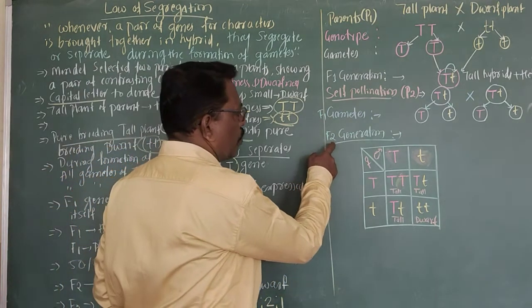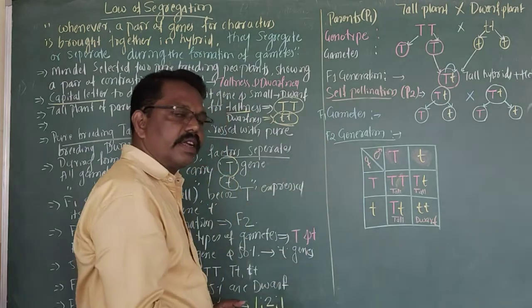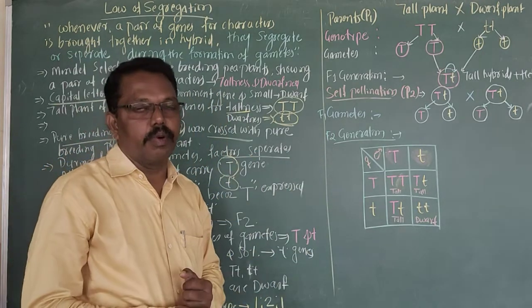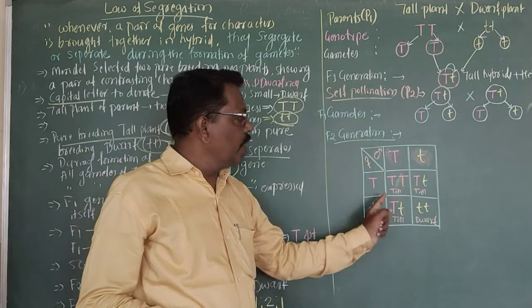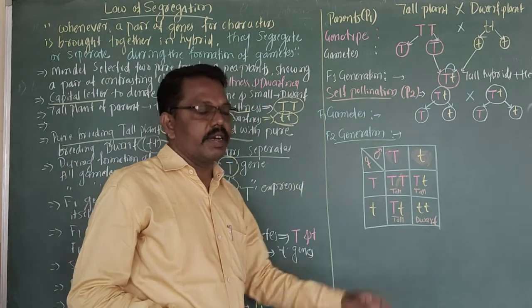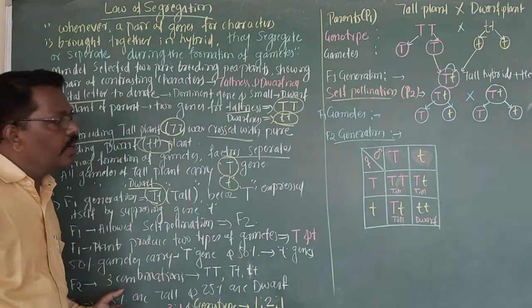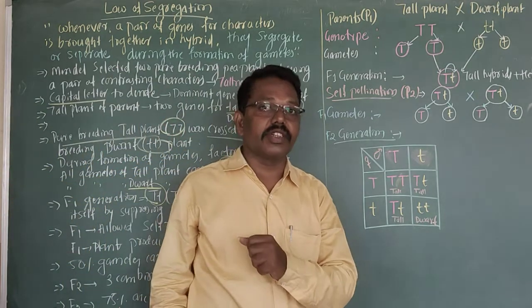For showing the F2 generation, we want to use the checkerboard, which was proposed by Mr. R.C. Punnett. By using the checkerboard, we want to get the F2 generation. Within the F2 generation, there are three combinations.